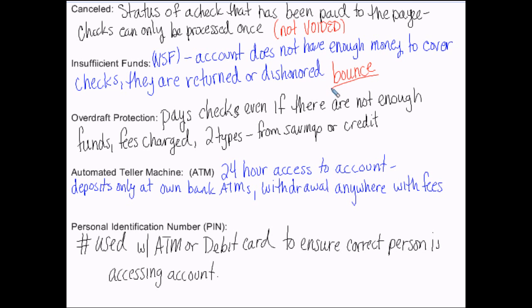ATM is the automated teller machine. So the magic boxes where you put your card in, you get the money out. Those are called automated teller machines because back when these were first invented, this is an automated teller, not a real person. It's like a robot. It gives you 24-hour access to your account, but there are limitations. If you have a Bank of America account, you can't go to a Chase ATM and make a deposit. You have to go to a Bank of America ATM to make a deposit. You can withdraw money from any ATM anywhere at any time, provided you're willing to pay the fees.